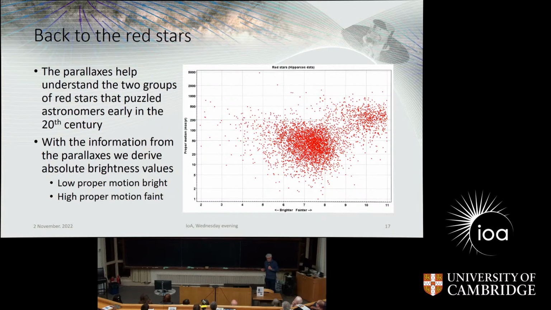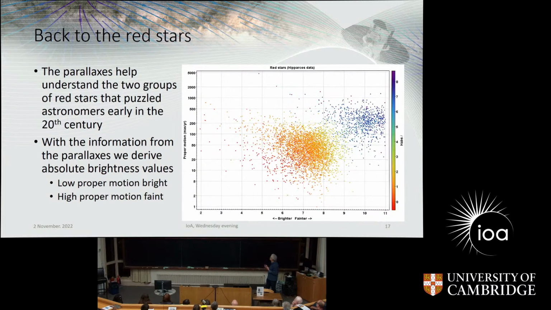Back to our red stars that we started off with. So that is the diagram that we had. But now we have got parallaxes for these stars. So what can we tell about the parallaxes? Well, we can assign brightness to these two blobs of stars. So we do that. And there we see that the blob on the left is all intrinsically very bright. The blob on the right is intrinsically faint. Now, instead of using the apparent brightness, we can use the calibrated brightness at 10 parsec.